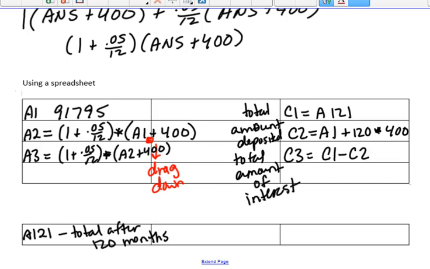So being able to use simple algebraic rules, a recursive process and a recursive formula is really useful for working with spreadsheets, and a very valuable skill in the business world.